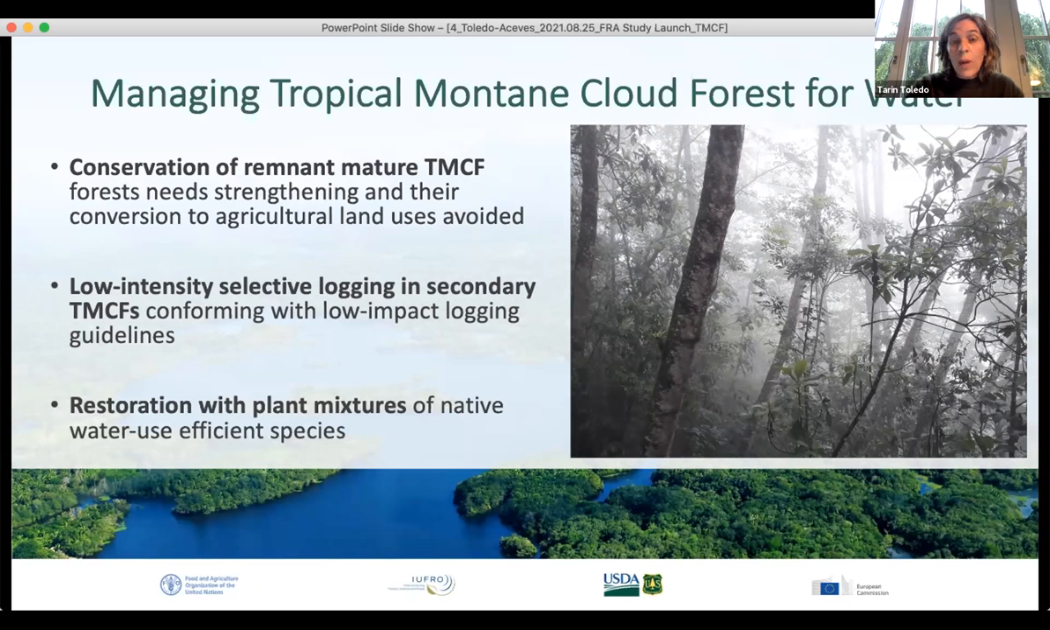And we recommend that mixtures of native tree species should be used, preferably water use efficient species. And in this regard, we require research to identify tree species with high water use efficiency, as well as to assess the impacts of climate change on the hydrological function in these ecosystems.